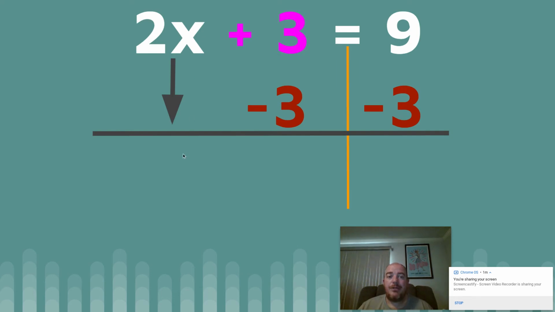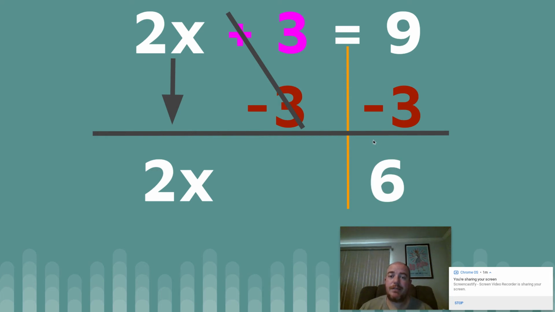I would bring my 2x down. I'm not going to do anything to it yet. I'm just going to bring it straight down. Now I have my 3 minus 3. Those are going to cancel out. And then on the other side of the equal sign, I have 9 minus 3, which would be equal to 6. I still don't have x by itself. That's still what my goal is.